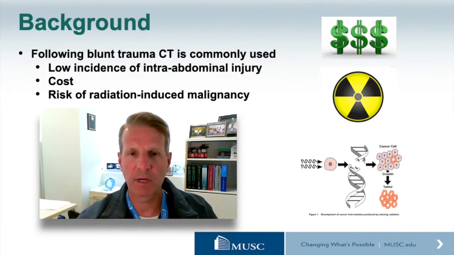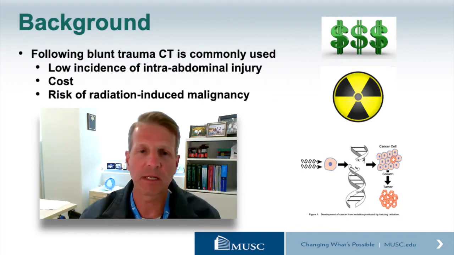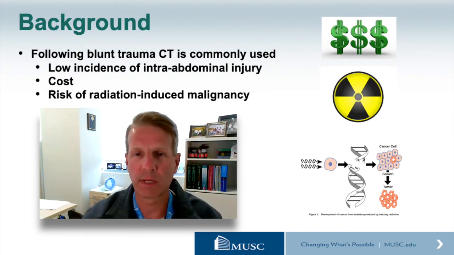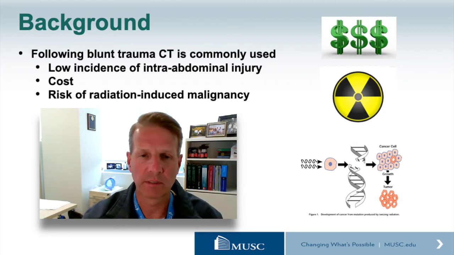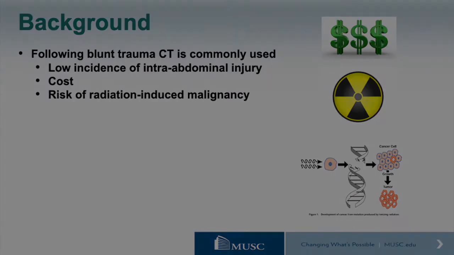So the first practice management guideline is in regards to evaluation of the pediatric abdomen and who needs a CT scan for blunt abdominal trauma. CT of the abdomen and pelvis is commonly used to evaluate children following blunt trauma despite the low incidence of intra-abdominal injury found, the associated cost, and the risk of radiation-induced malignancy.